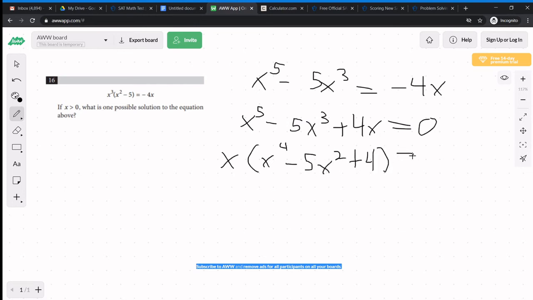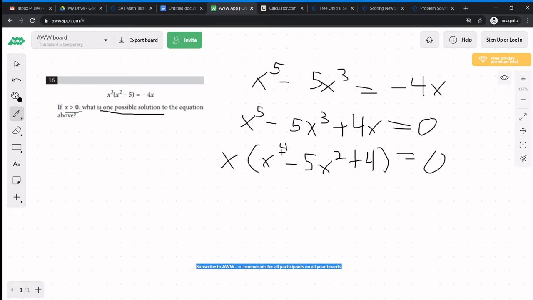Plus 4 equals 0. And now it's important to realize this is a grid-in question, and it's asking me what is one possible solution. If it didn't have this x is greater than 0, I would immediately just put my answer as 0 and then get on with my day, because there's no reason to go further if they don't have this one restriction that prevents you from putting 0. But since they do have it, we're going to have to solve it.